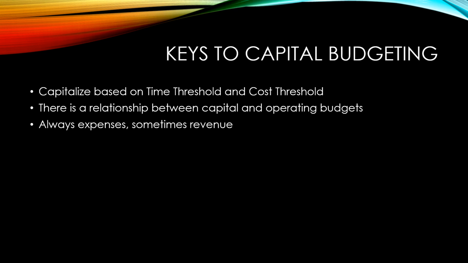We also need to understand that there is a relationship between our capital and our operating budgets. They are separate, so we're going to have a separate capital budget that's going to basically list all of our expenses, sometimes our revenue. But what we do on the capital side can affect what we do on the operating side. So if we're raising a bunch of capital money, that might affect how much money we're able to raise for operating. And if we are purchasing big things from a capital perspective, it may mean that we're actually increasing our operating expenses as well.